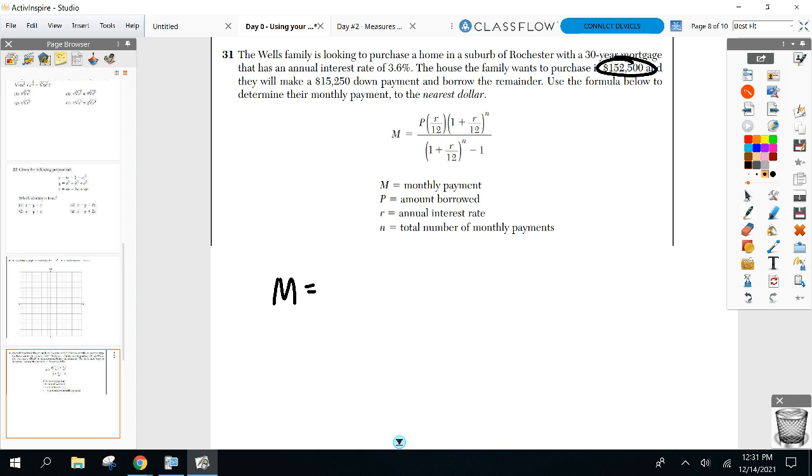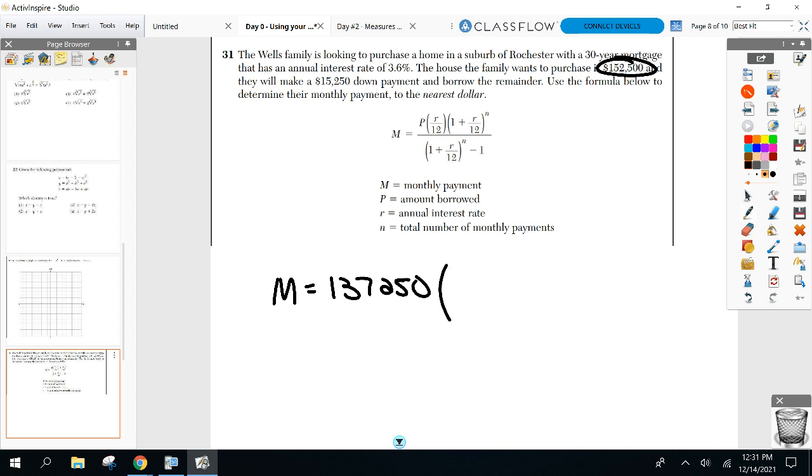Correct. So P is the amount I need to borrow. I don't need to borrow the full amount because I've already put that much in. So subtract them. The amount I need to borrow is actually $137,250. We okay on that? That's our P value. All right, let's keep going.